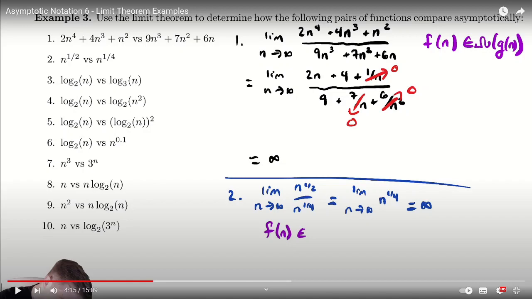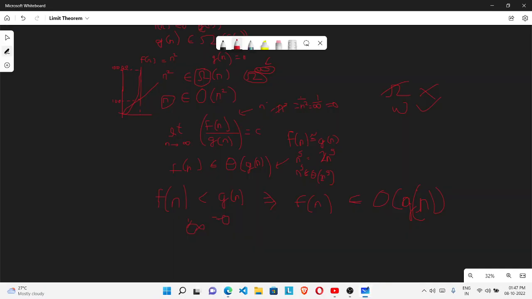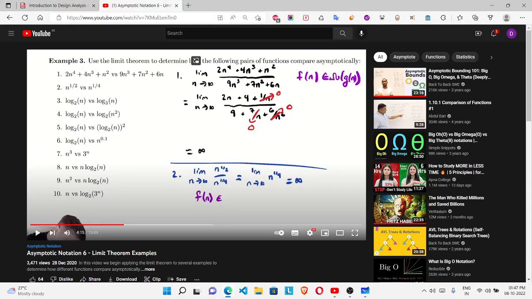And when you check the limits, n^4 over n^3 becomes n, and n tends to infinity, so it becomes infinity. And for infinity, what we have is omega. Infinity means omega. Is it the answer? Yeah, f of n is big omega of g of n.